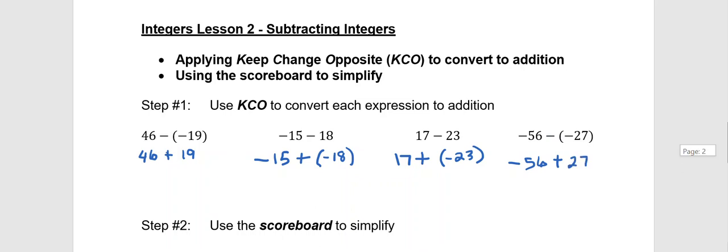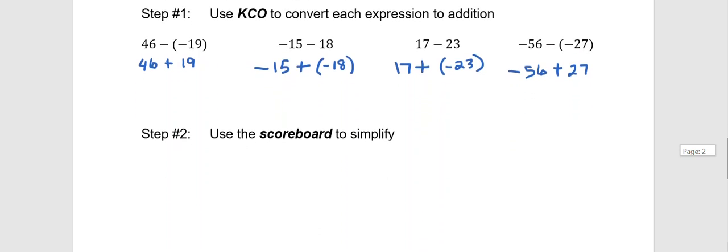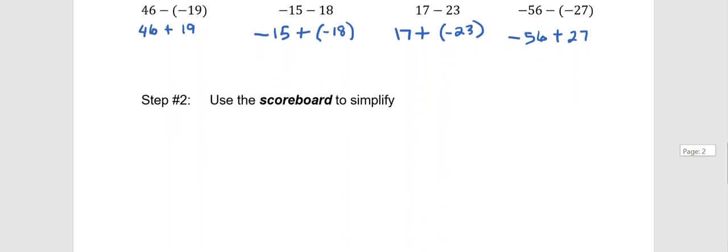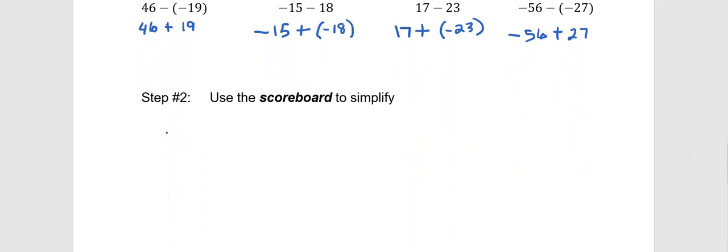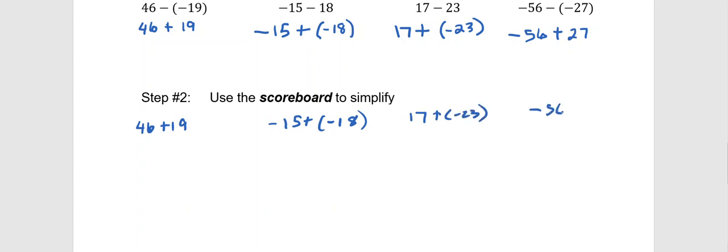So now what we can do is to continue with the second step. We can take each of these expressions and simply set up a scoreboard. So I'm just going to rewrite all these expressions down below: 46 plus 19, negative 15 plus negative 18. I'm just copying what was up above. Down here where we have more workspace, 17 plus negative 23, and negative 56 plus 27.